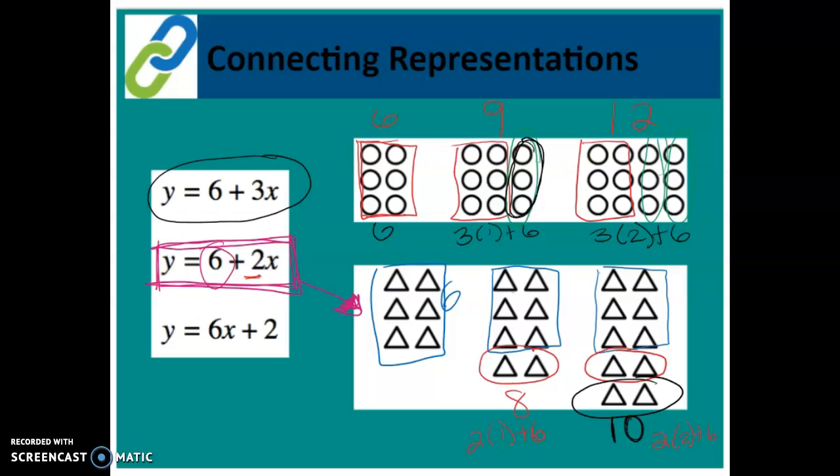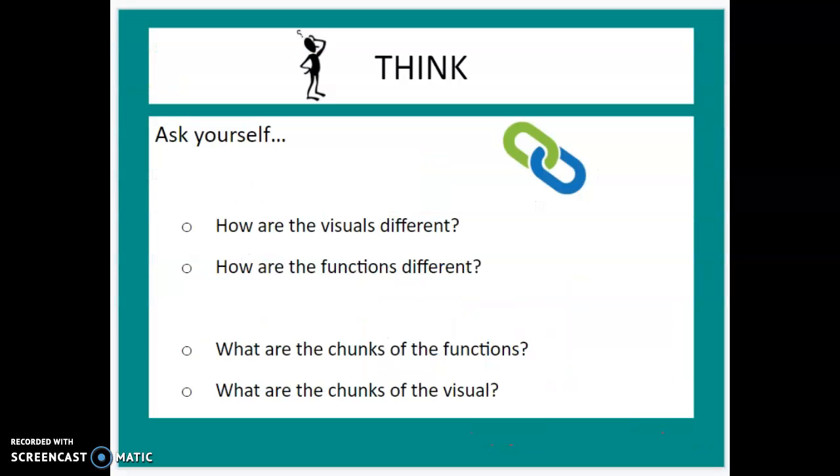So I want you to take a second and think about what you think y equals 6x plus 2 would look like. Now that you've thought about it, let's move to the next slide. Ask yourself, how are the visuals different, and how are the functions different? The functions are going to be y equals something, an equation essentially. What are the chunks of the functions, and what are the chunks of the visuals? So what the question is asking is: how are the visuals different? Are they different? And how are the functions different?